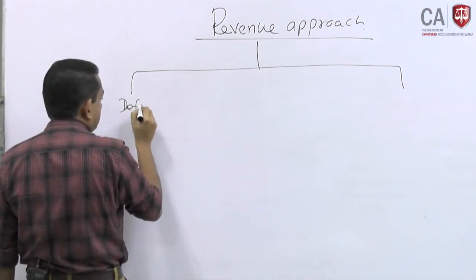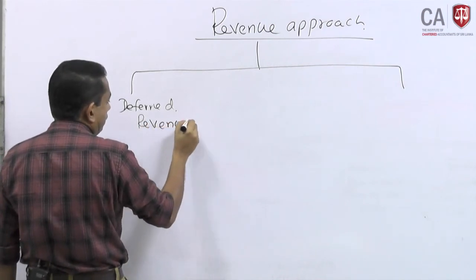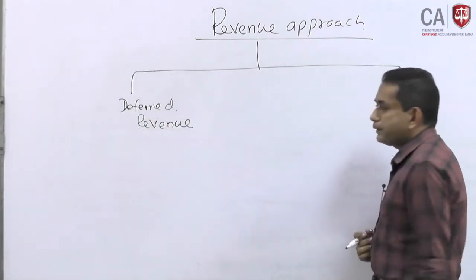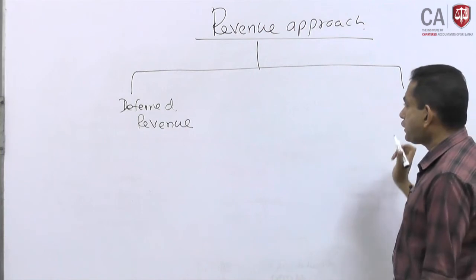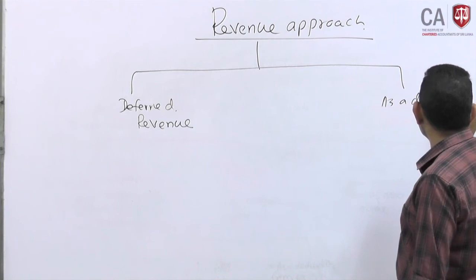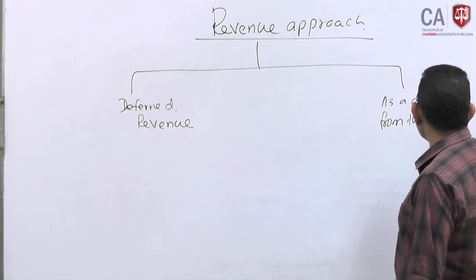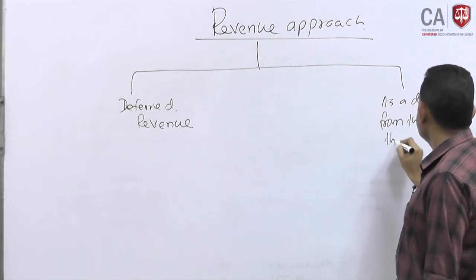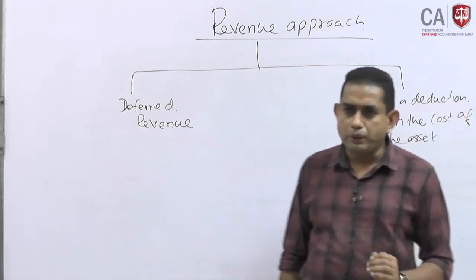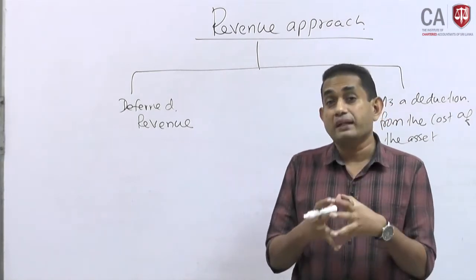Either you can recognize the grant into a deferred revenue account first, or you can recognize the grant as a deduction from the cost of the asset. And I must tell you something, this is not kind of an accounting, this is like a way of presenting them in the balance sheet.